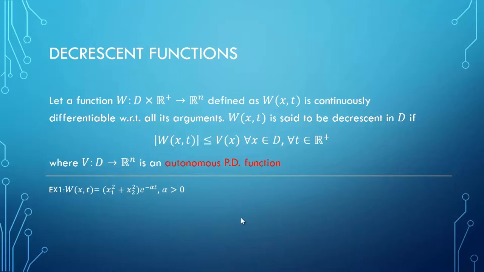So for example, this is W(x,t), because it depends not only on x, but also on time. Before, we didn't see time elements in the function, right? Because those were autonomous systems. But now they are in the function, they have some time elements. So is this function decreasing? Does this function satisfy this condition? Can you find a V, the upper bound?